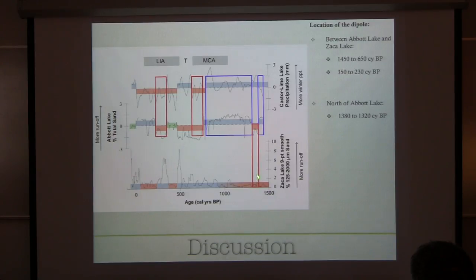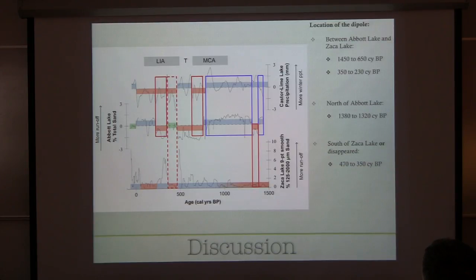During this time period highlighted in red, we see that the dipole shifts north of Abbott, between Abbott and Castor, because Abbott and Zaca become in phase, and Castor is antiphase. A really interesting period, though, happens in the area highlighted by the red dash, and that's because all 3 records are nearly in phase. Castor and Zaca are dry, Abbott Lake is average, so kind of in between.